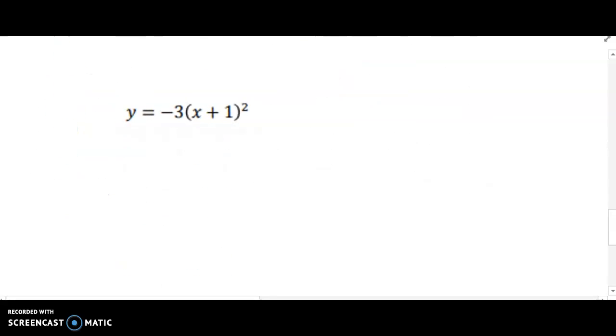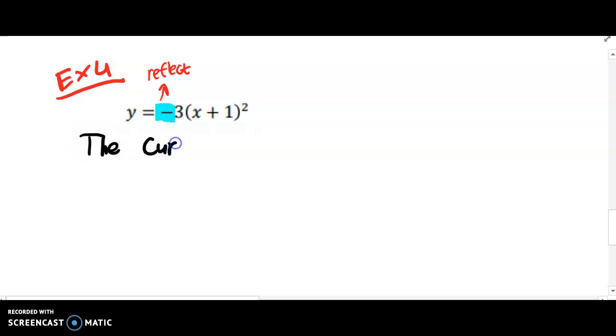All right, let's call this guy example 4. And again, we're just going to go in order. First, I see the negative. The negative out front is always a reflection over the x-axis. So we're going to start by saying the curve. You can say the curve, the graph, the function. These are all good synonyms. So we say the curve reflects over the x-axis.